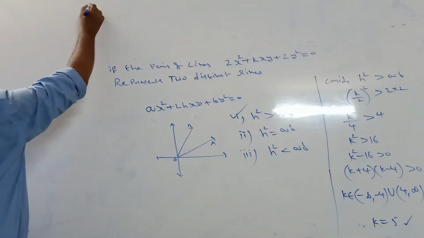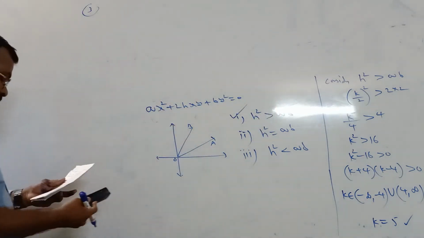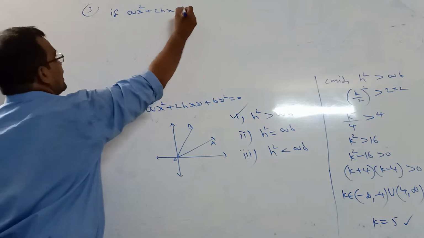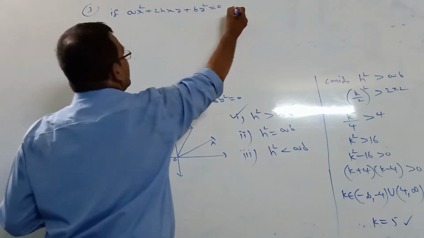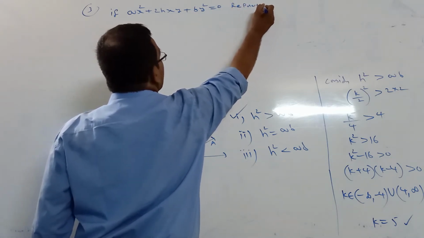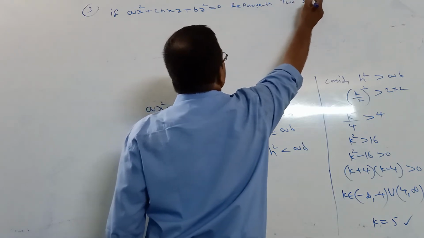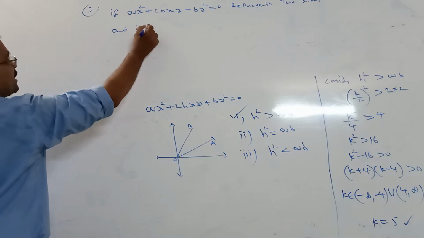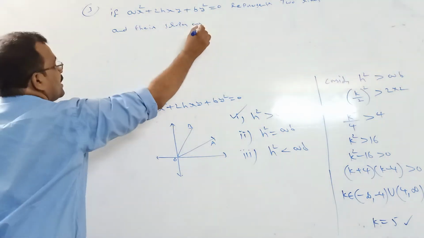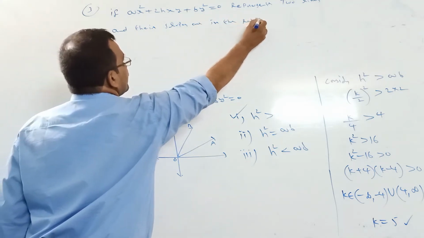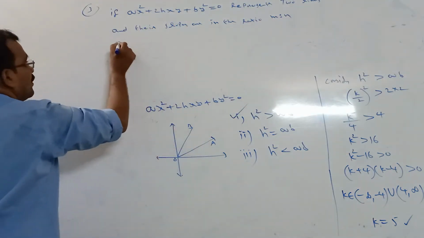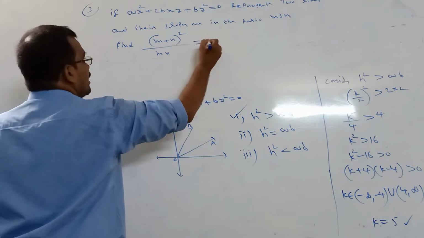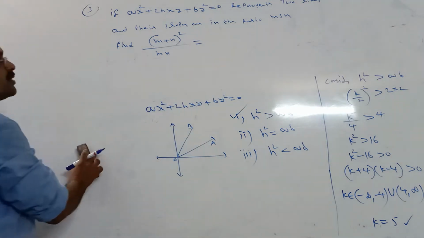Next, if ax square plus 2hxy plus by square equal to 0 represents two lines, obviously passing through origin, and their slopes are in the ratio m is to n, find (m plus n) whole square by mn.